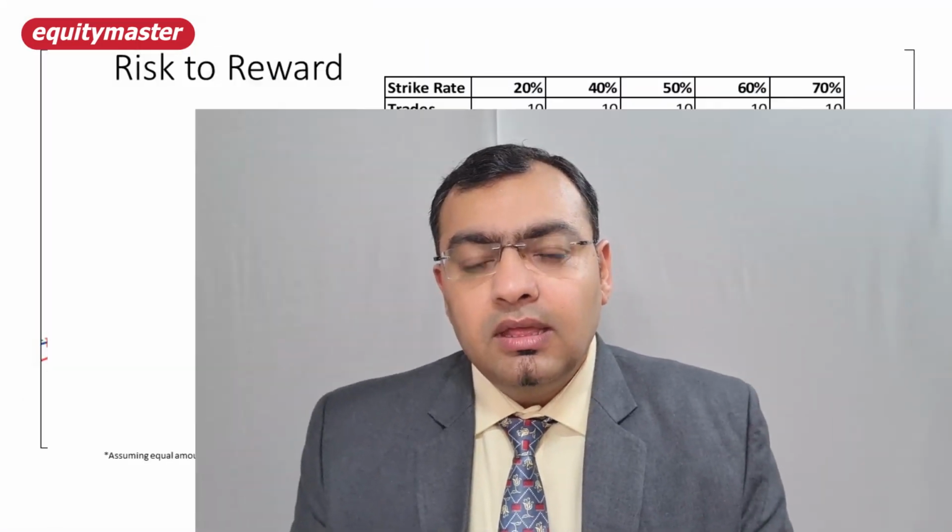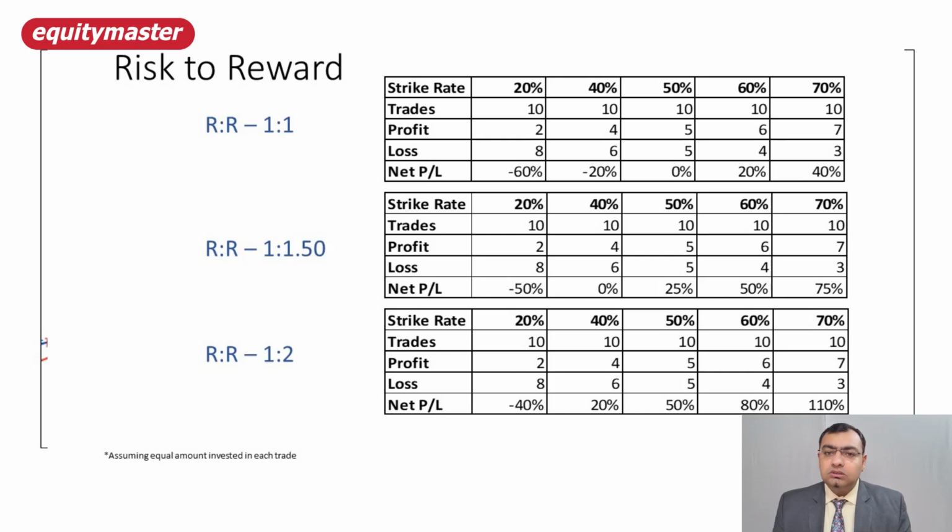I have just taken some cases. So let's look at risk reward first. I've taken three cases here. When your risk to reward is 1:1, what does that mean? If you are gaining 1% on your trade and taking a risk of 1% on your trade, it means every winning trade gives you 1% and every losing trade takes off 1%. So here my risk reward is 1:1.